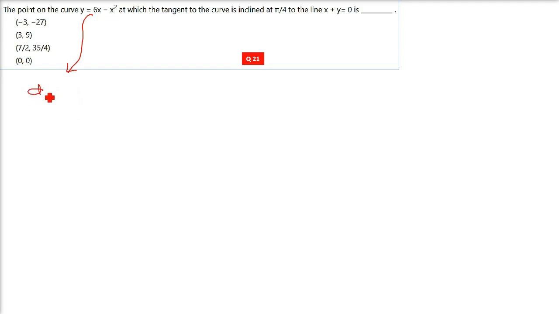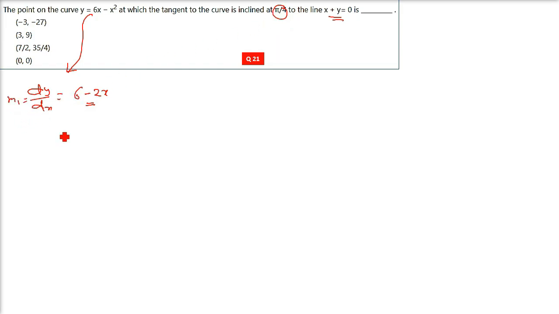The first approach is common, that we have been doing: we will differentiate this curve in order to find out the slope of the tangent to this curve, at which the tangent to the curve is inclined to the line. This line is not a tangent, but the tangent is having a pi by 4 angle with this line. So the slope of the tangent we will find out from the curve. The slope of that line we will find out, and then we will have m1 and m2, and then we will equate it to the angle which is pi by 4.